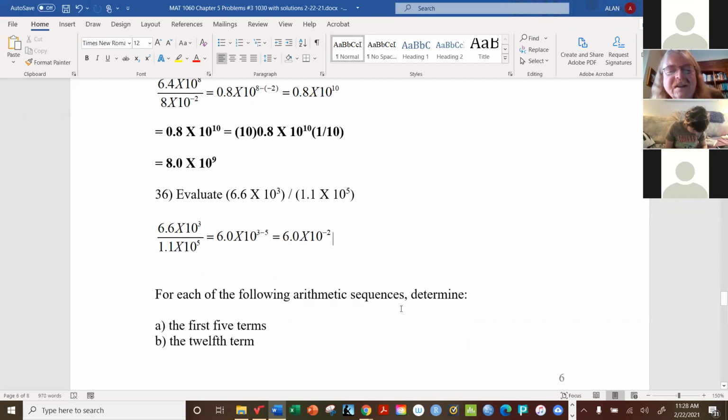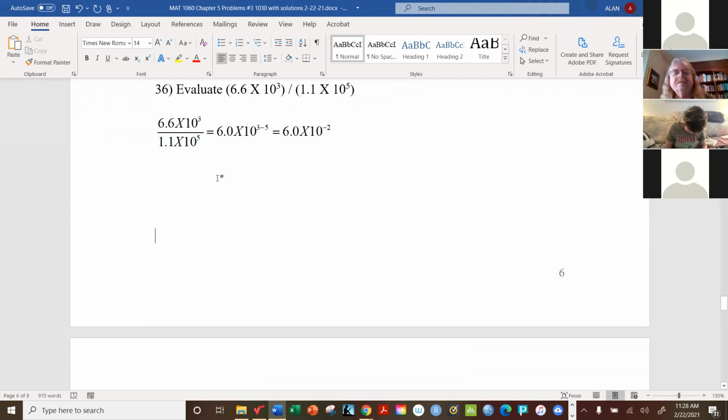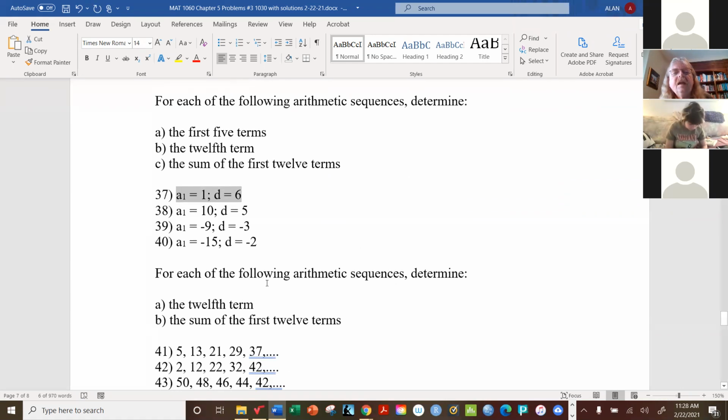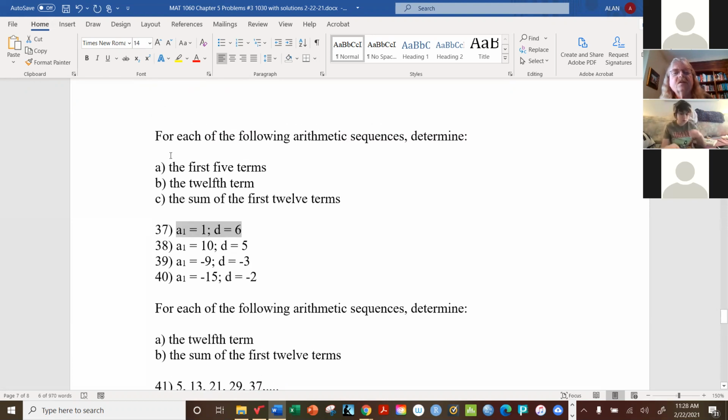So now let's become experts on sequences. All right, now these are arithmetic, it says right here, these are arithmetic sequences. Let me move this down. And so what you're being given here is not the actual sequence, but the first term and the common difference. So it's a little bit trickier. And for each of these, we're going to do three things: the first 5 terms, the 12th term, and the sum of the 12 terms. So here's what we should do.